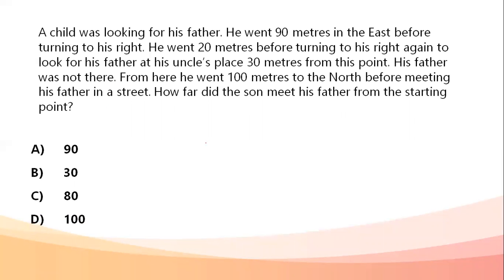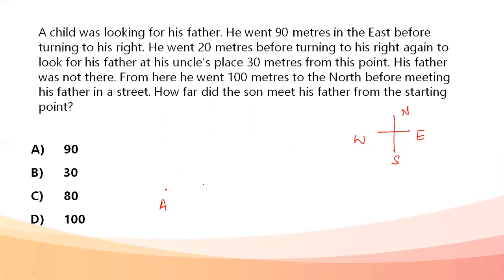A child was looking for his father. He went 90 meters in the east before turning to his right. Okay, so this is a question based on direction. We can always draw east, west, north, and south for reference somewhere in the corner so that we don't get confused about where we need to move. Let's say this is my starting point A.